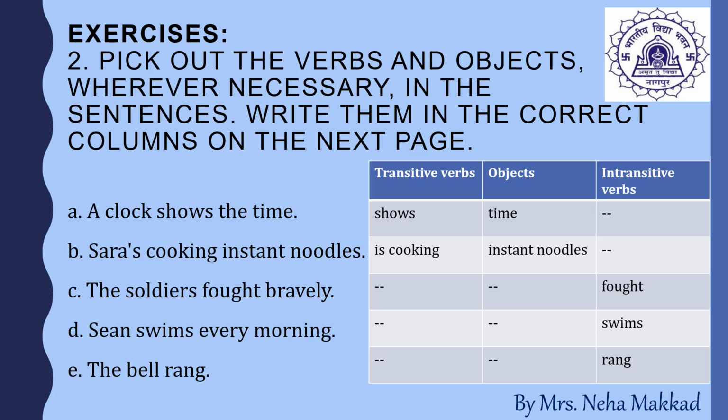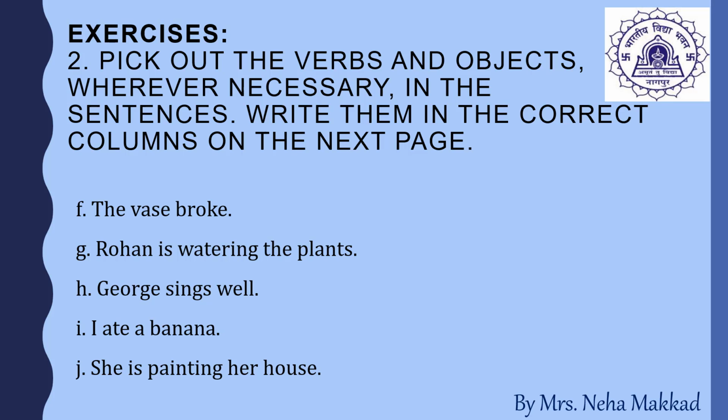So the action of swimming could not be passed on to any object, hence it is an example of an intransitive verb. The bell rang. So the action of ringing cannot be passed on to the object, hence rang is an example of an intransitive verb. Now, continuing the exercise further, the vase broke. Again, the action of breaking could not be passed on to any object. It is an example of an intransitive verb.